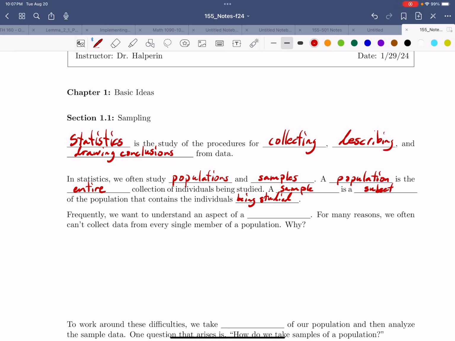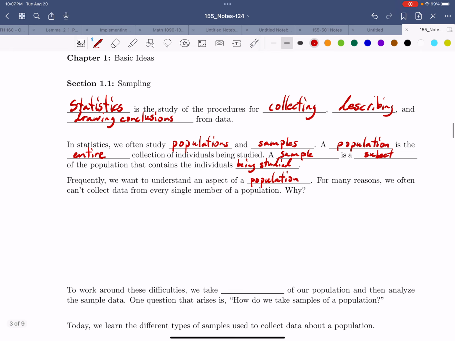Oftentimes we want to understand an aspect of an entire population. If we can understand an aspect of a population, then we know how they behave, we know what they want, we know how they are, etc. But if the population is too large or data collection would be too unwieldy, we can't just collect data from every single individual. Imagine if I wanted to understand things about the entire United States population, 300 million people. Couldn't do it. So we take a sample. So a lot of what we do will be focused on taking samples rather than looking at entire populations. We take a sample, we try to make an inference about the population.